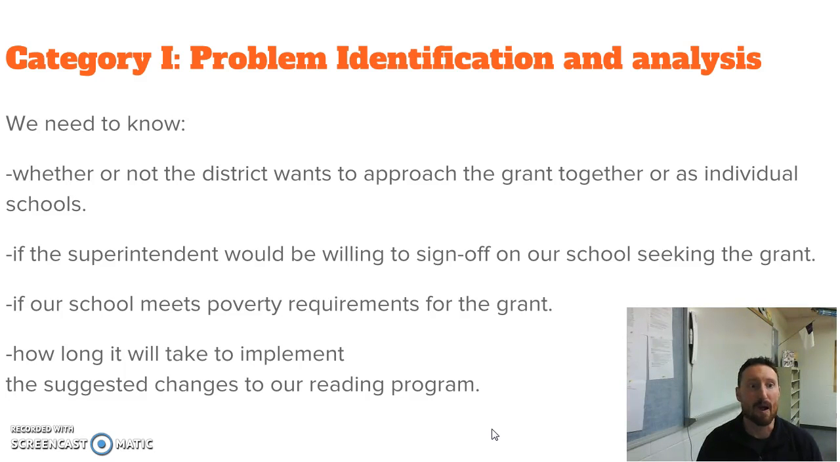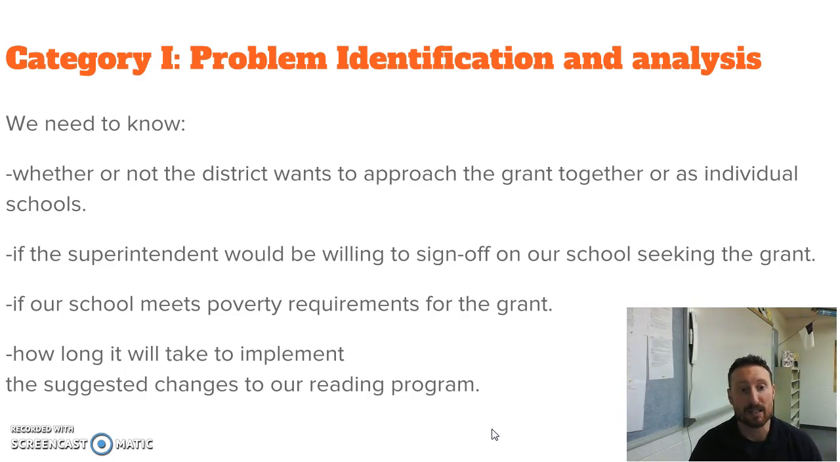Things that we need to know. We need to know whether or not the district wants to approach the grant together or as individual schools. That is going to play a big part in how much money we can have to work with in making significant changes. We need to know if the superintendent is willing to sign off on our school seeking the grant or not. It has to go through the chain of command, and the superintendent's got to sign off on that. We need to know whether or not our school meets the poverty requirements for the grant. I don't know if 15% free and reduced lunch is enough. We need to figure that out.